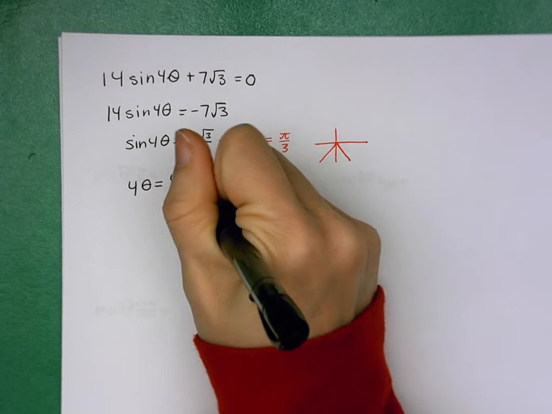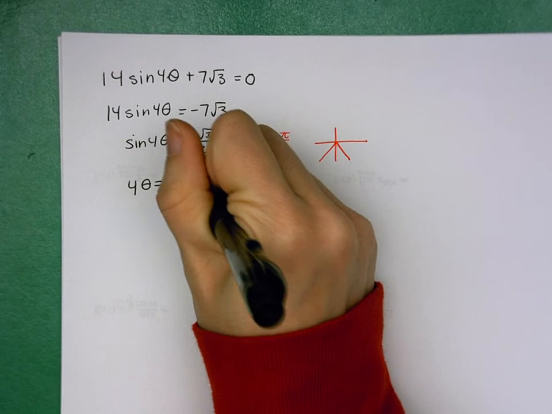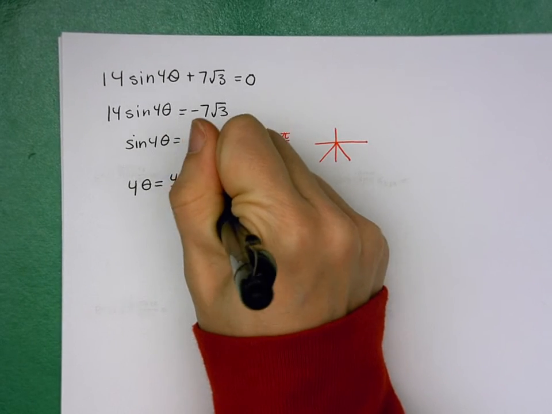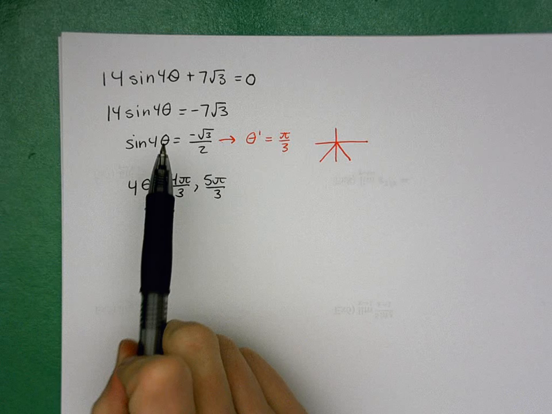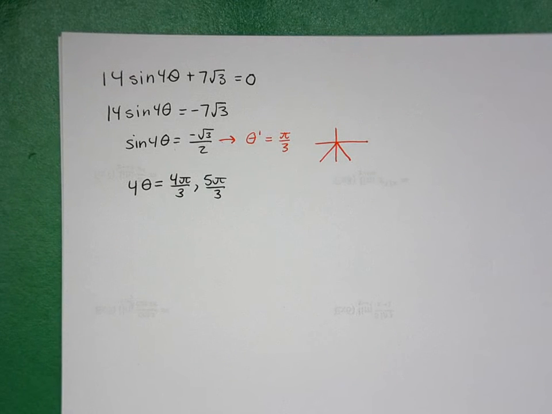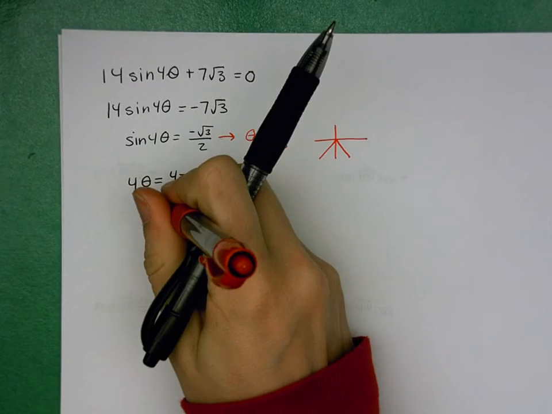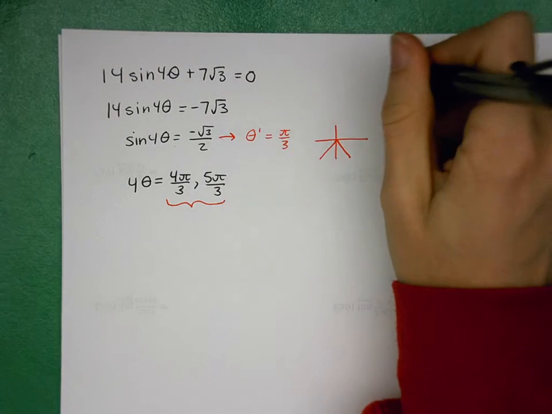And my fourth quadrant pi over 3 angle would be 5 pi over 3. And then we're in for a little bit of a process here, because while that is one rotation through my unit circle, take a look at what's inside our sine for this problem. Not theta, but 4 theta, meaning this is being rotated 4 times as quickly. I need to repeat this pairing here 4 times. And so I'm going to be adding 2 pi to each of those.